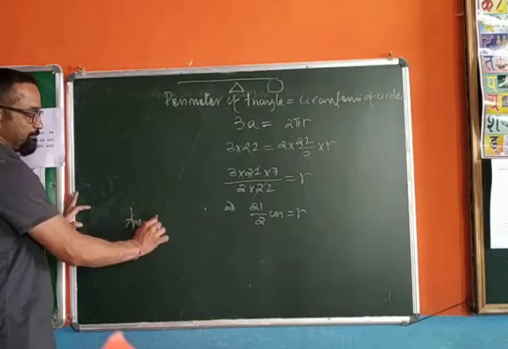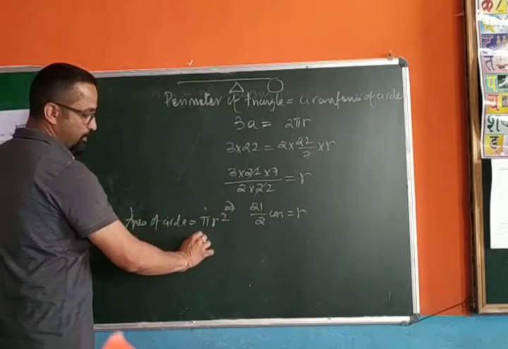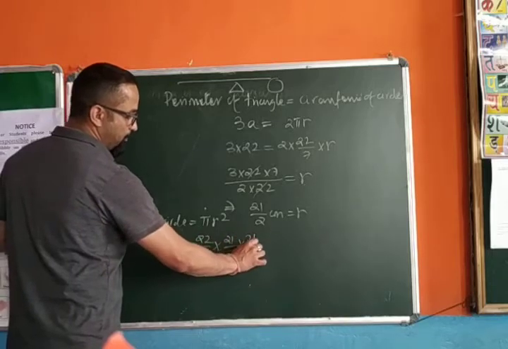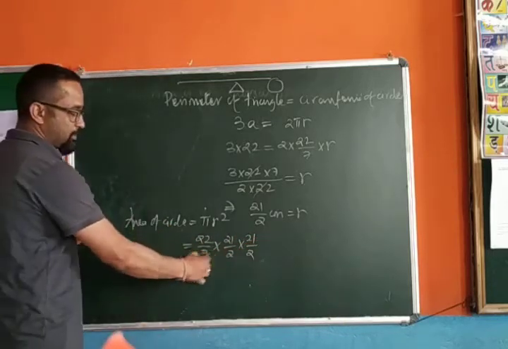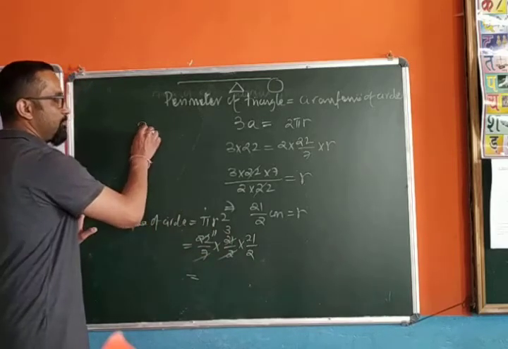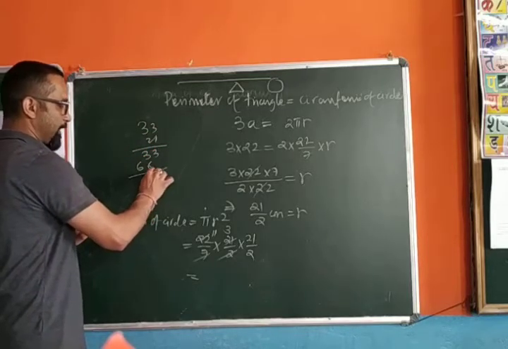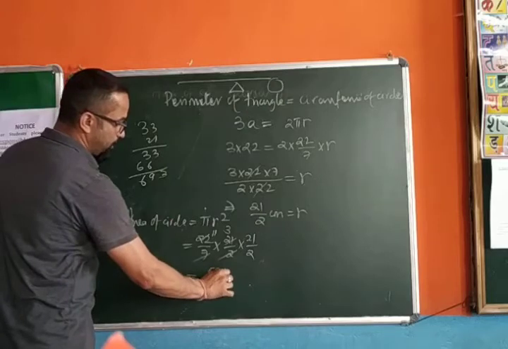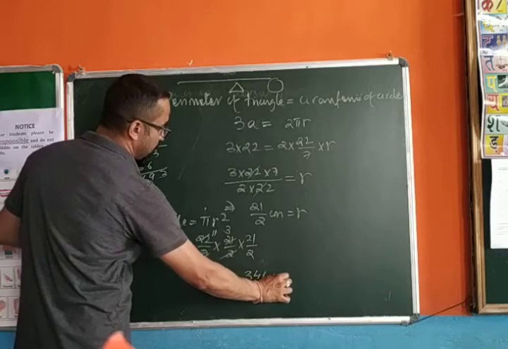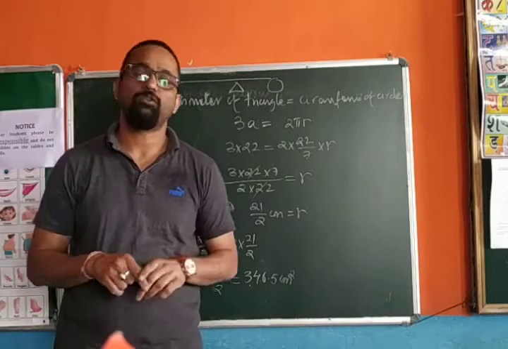Area of circle is equal to πr squared. 22 by 7, radius is 21 by 2, 21 by 2. Simplify it. 7 3 times is 21, 2 11 times. It won't cancel further. Multiply it. 33 into 21 is 693, divided by 2, which is equal to 346.5 centimeters squared.